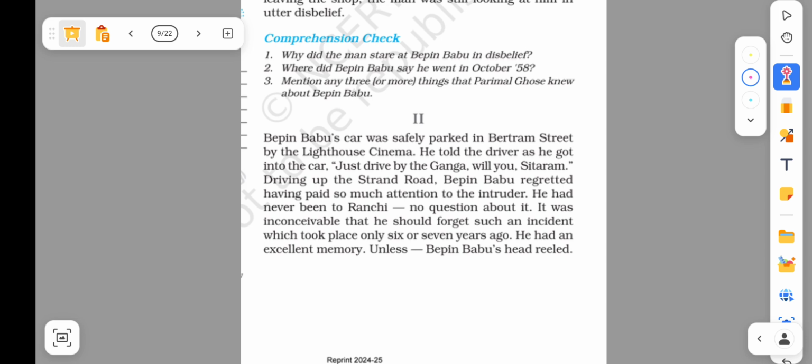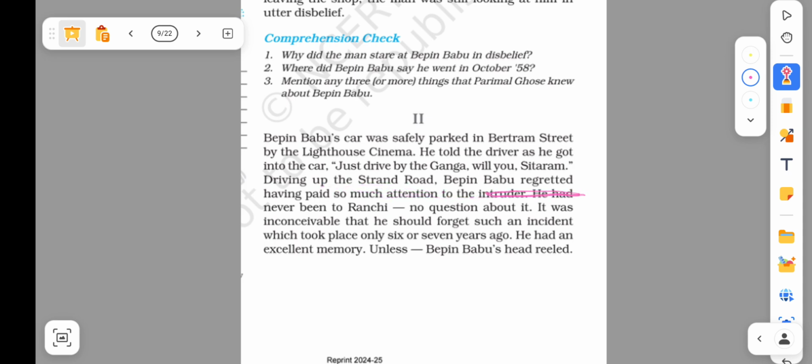So his car was parked in Bartram Street by the Lighthouse Cinema. He parked his car close to this cinema, Bartram Street. It should be here only in Kolkata, I think. He told the driver, he had a driver also, okay, and he asked him to drive by the Ganga, meaning the road which goes beside the Ganga. His driver's name was Sitaram.